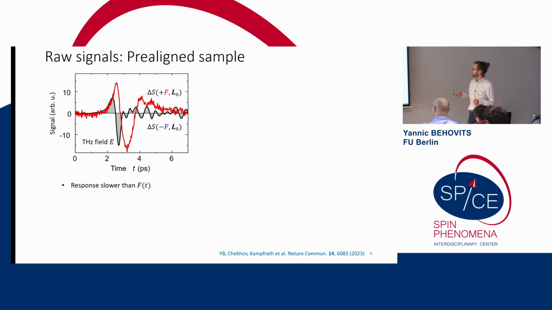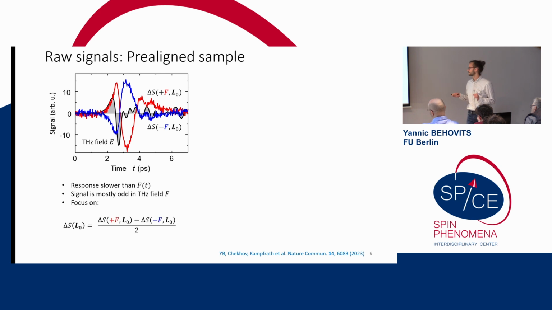We can now ask what happens when we change the field polarity. And actually we see that our signal mainly changes sign. So there's a strong component which is odd in the terahertz field. And we can extract that by just taking the difference between these two curves.